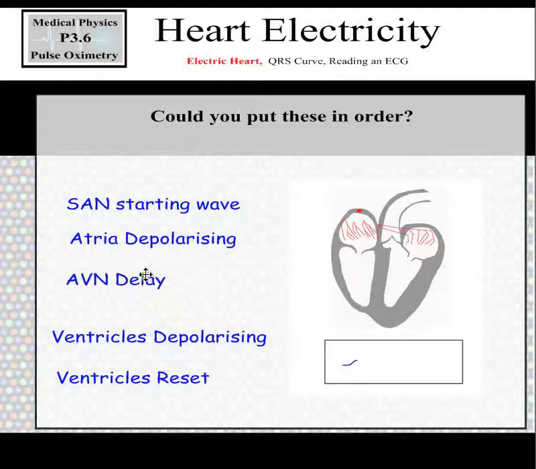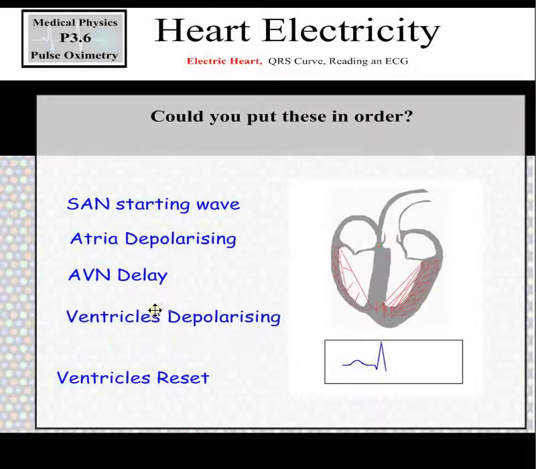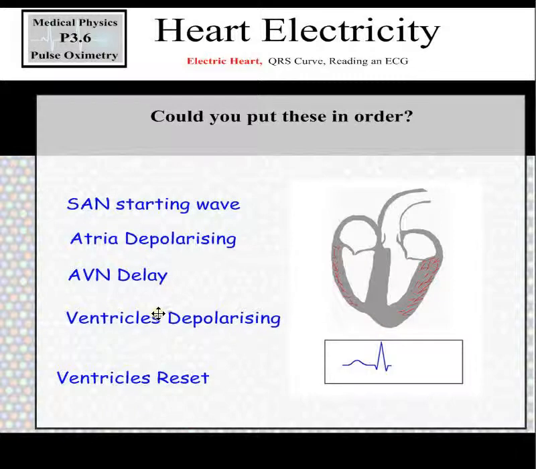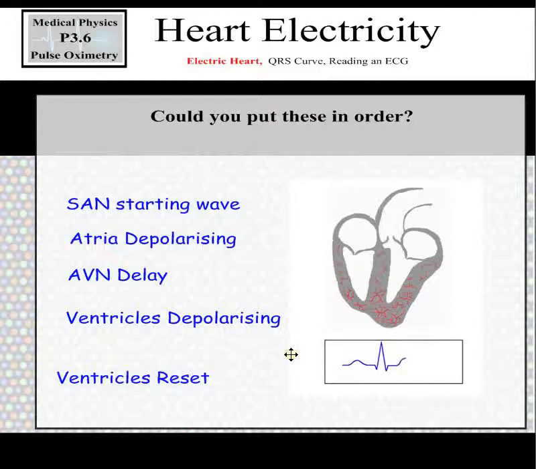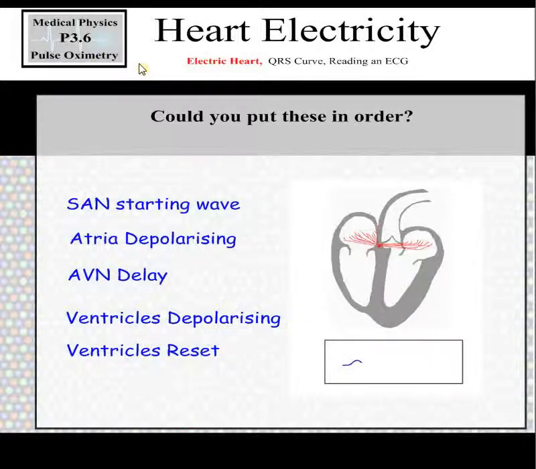Is this actually in order? Excellent. I think it is, because wait, let's see. The AVN delay, yeah, that's right, because it comes down and then stops in the middle. The atrioventricular node, very ventricular to say. And then the ventricles down here, they start depolarizing, and finally your ventricles reset, and the process is complete. Yes, that makes sense. Good.